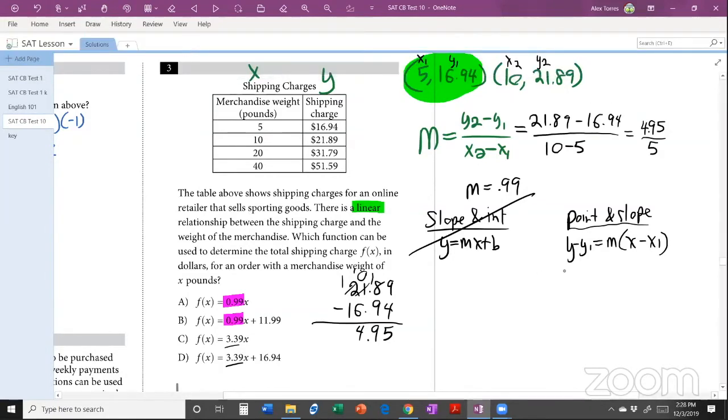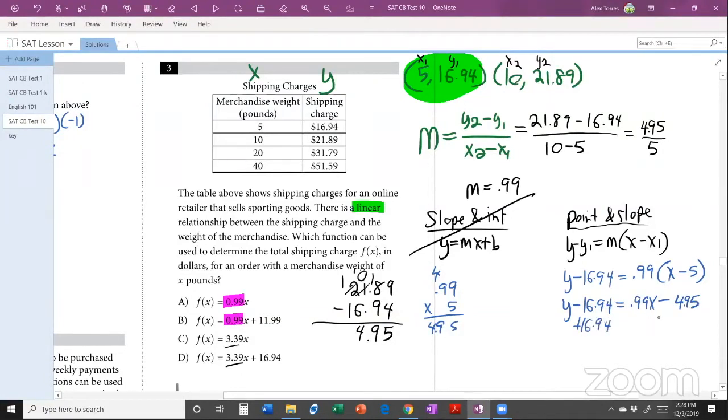And we can say y minus 1694 equals 0.99, which we figured out by process of elimination, times x minus 5. So we put the x and the y in the x1 and y1 spot. Now we're just distributing. So now we have 5 times 0.99, so a little more work needs to be done. So 45 and 49, 45 plus 4. So we have 4.95 there. And now we're going to add 1694.